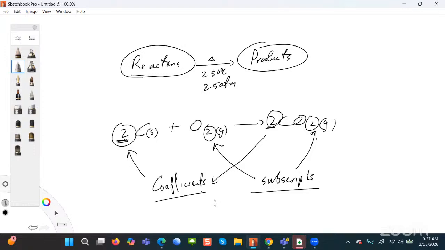And the reason why we observe that law is because of one of the postulates of Dalton's theory, which says that atoms are not created nor destroyed in a chemical reaction, right? So basically, whatever the number of atoms of a particular element that is present in the reactant or reactants will be the same in the products. And we indicate that by using the coefficients here.